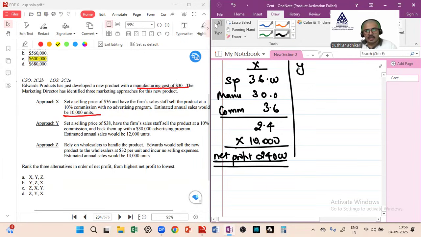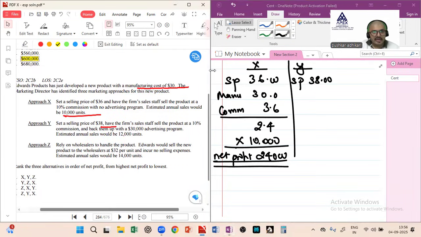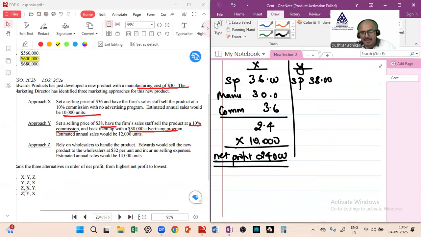Now let's talk about alternative Y. What is my selling price? In alternative Y, my selling price is 38. Next, they have the firm staff selling the product at a 10% commission and back them up with a $30,000 advertisement program. Okay. So the manufacturing cost stays at 30. The commission is 10%, which is 3.8. So how much am I left with?